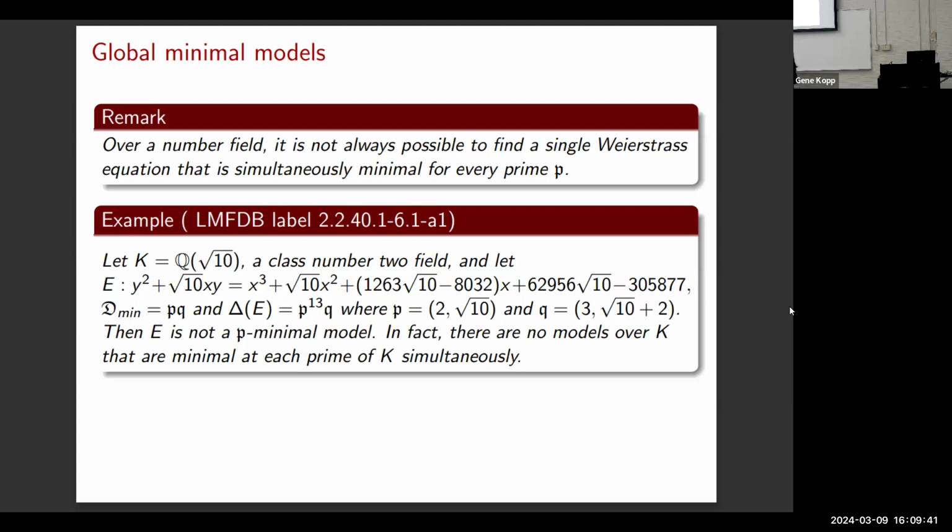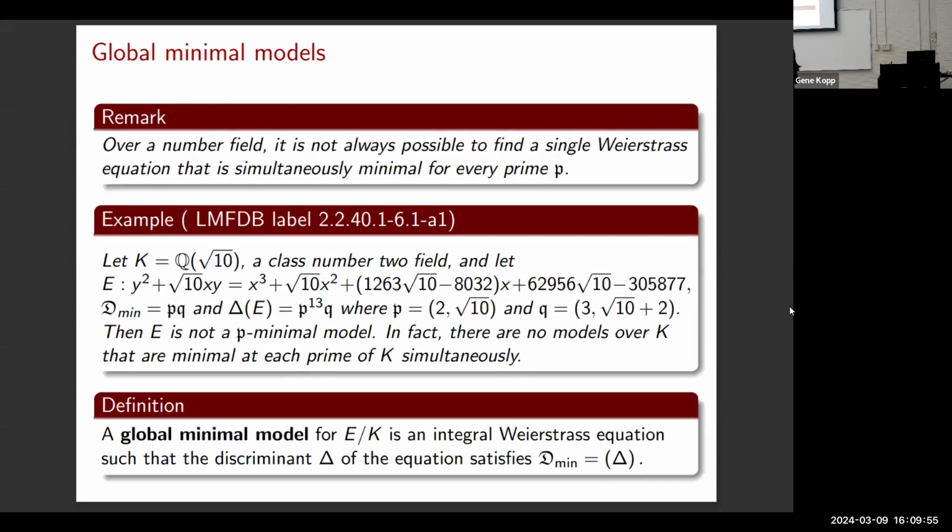You can do some transfer to make it minimal here, but then you will realize that it's not minimal at some other prime. So it's not simultaneously minimal at all the primes, okay? When that happens, in the nicest cases, we have a global minimal model, okay? So this is the definition of a global minimal model.